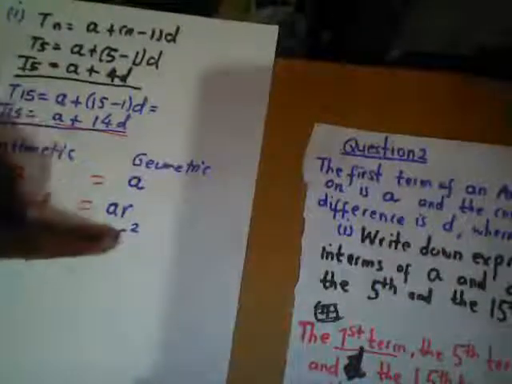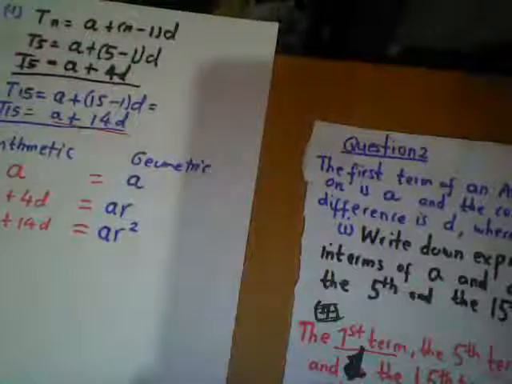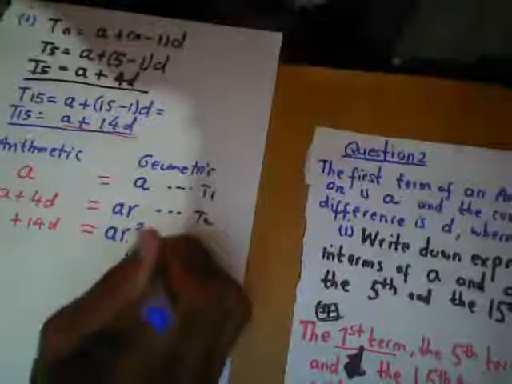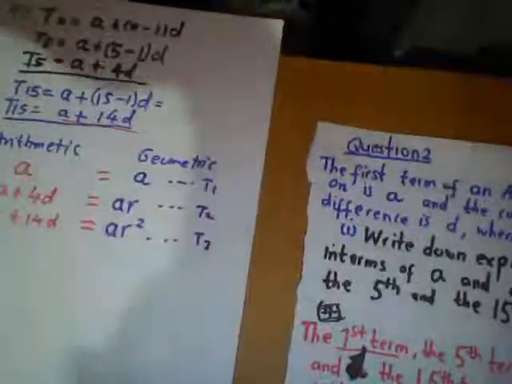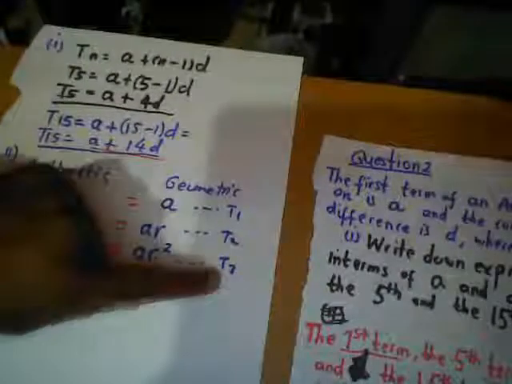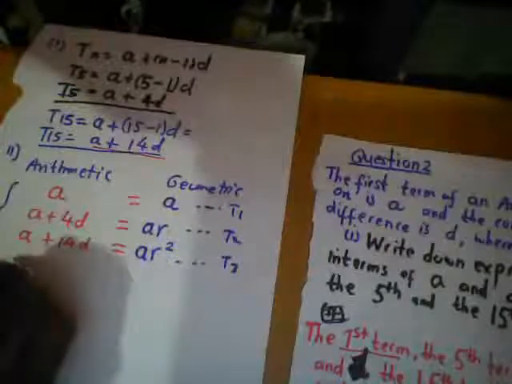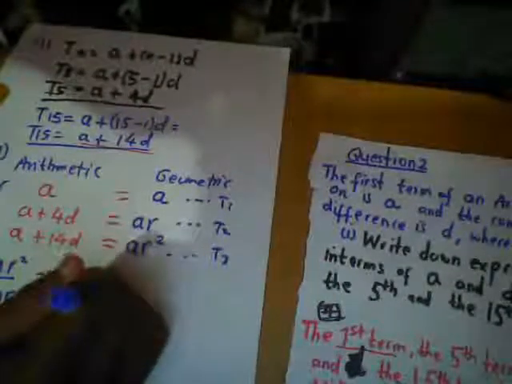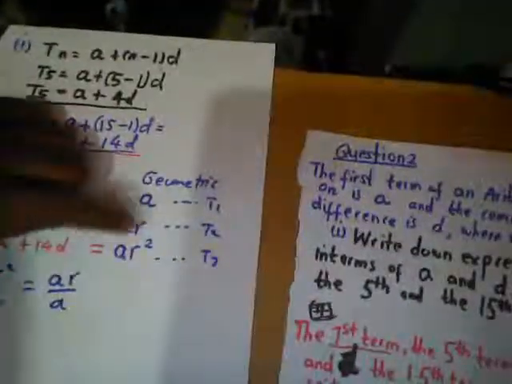Remember, for a geometric progression, we get the common ratio by dividing a term by the previous one. This is term 1, this is term 2, and this is term 3 of the geometric progression. For any geometric progression, term 3 divided by term 2 must be equal to term 2 divided by term 1. So I'll say ar squared over ar must be equal to ar over a. This over this must be equal to this over this.